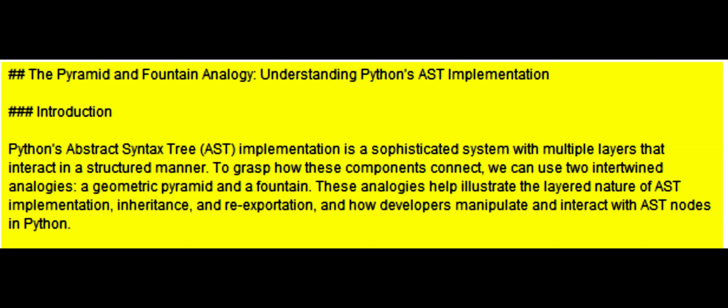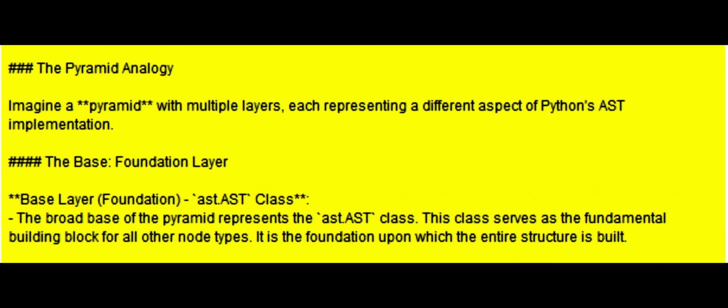Introduction. Python's abstract syntax tree, AST, implementation is a sophisticated system with multiple layers that interact in a structured manner. To grasp how these components connect, we can use two intertwined analogies, a geometric pyramid and a fountain. These analogies help illustrate the layered nature of AST implementation, inheritance, and re-exportation, and how developers manipulate and interact with AST nodes in Python. The pyramid analogy.